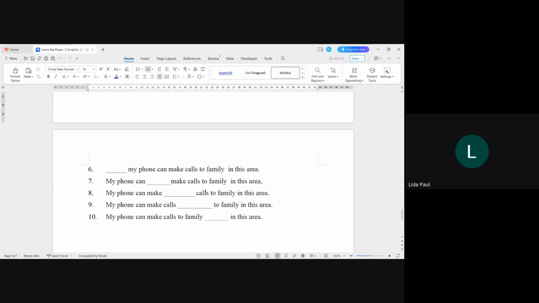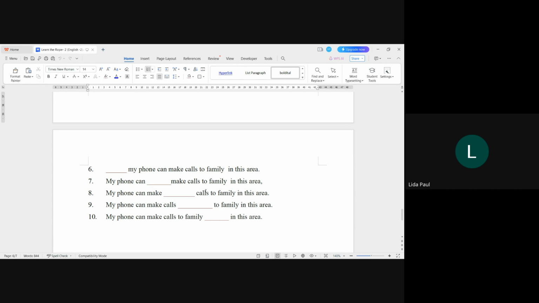Okay, so from 6 to 10, we are going to only focus on one of the focus adverbs. We'll only use "only," right? So we'll fill up the blanks here with "only," just to see how the meaning of the sentence shifts when you shift the placing of "only" in the sentence, right? So, "Only my phone can make calls to family in this area."